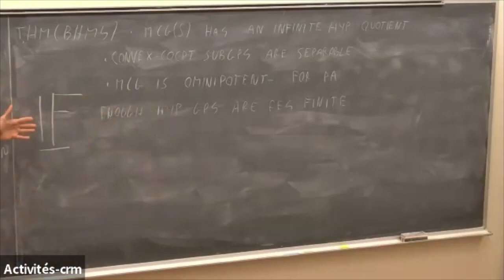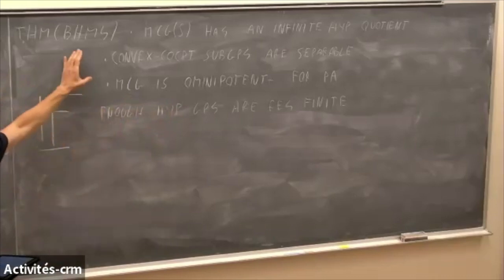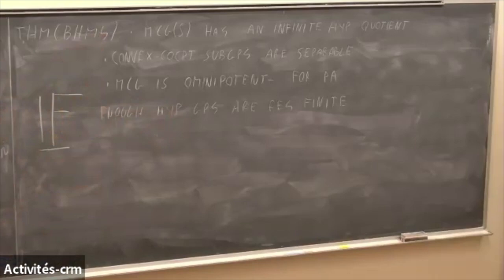Anyway, I would like to compare this to the state of the art, maybe 10 years ago, or a bit more, of the virtual Haken conjecture, which was true if enough hyperbolic groups are residually finite. So maybe what we need basically is a large enough supply of residually finite hyperbolic groups, and then we can prove all these nice things.